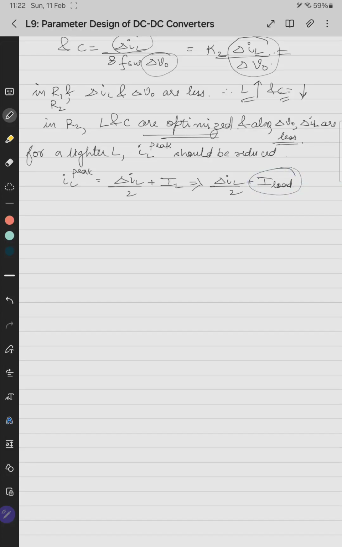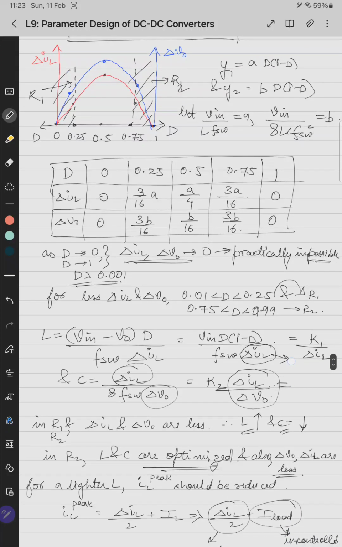I know I load is not in your control. In your control is only the delta IL term. I load is uncontrolled, and this is under your control. So delta IL is a function of many terms.